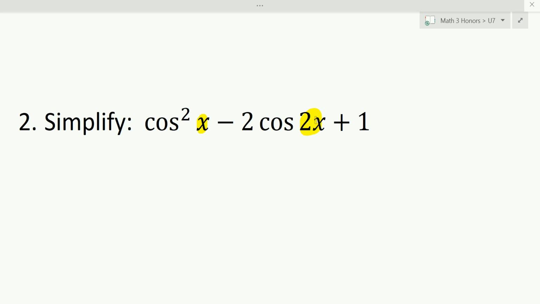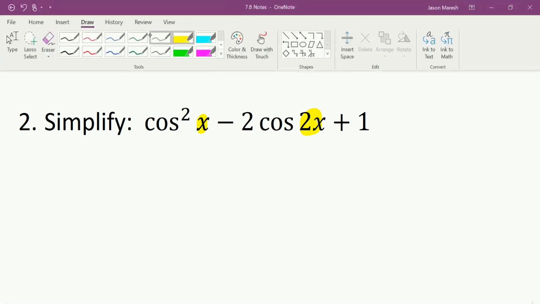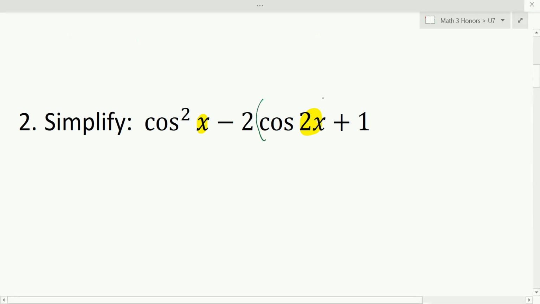And the easiest way is to change the cosine of 2x. That cosine of 2x, though, is already attached to that negative 2. And so whatever you replace it with, make sure it stays in parentheses, and you're going to distribute that negative 2 to everything that it gets replaced with.